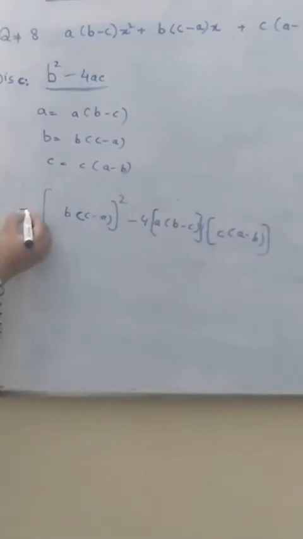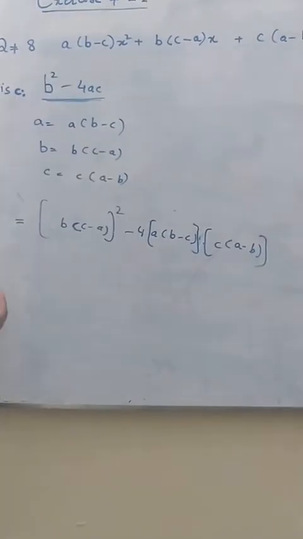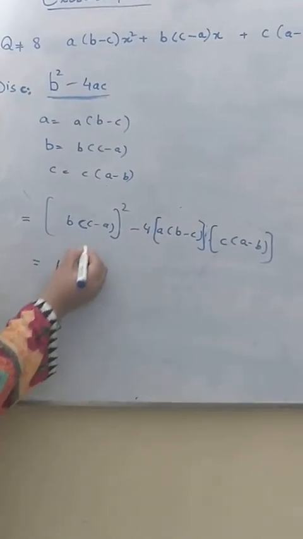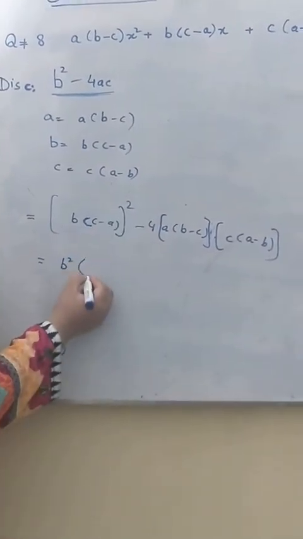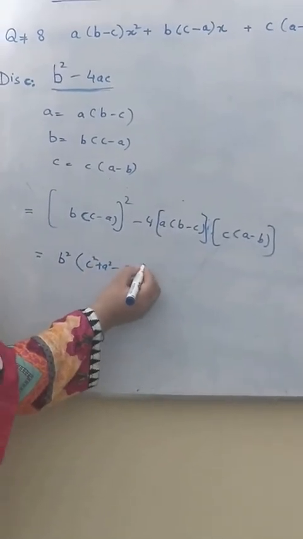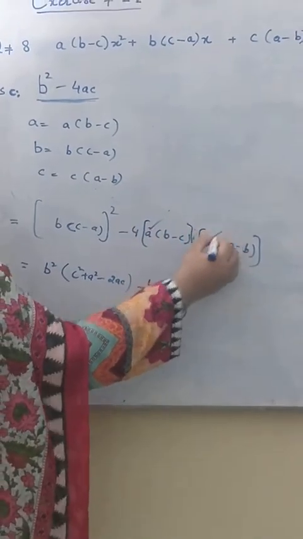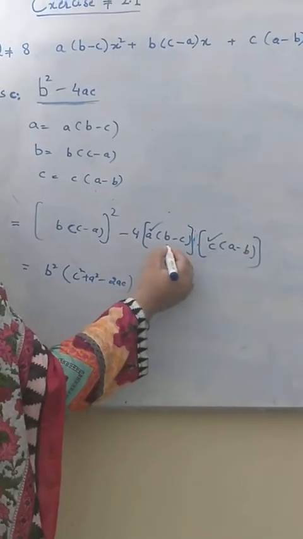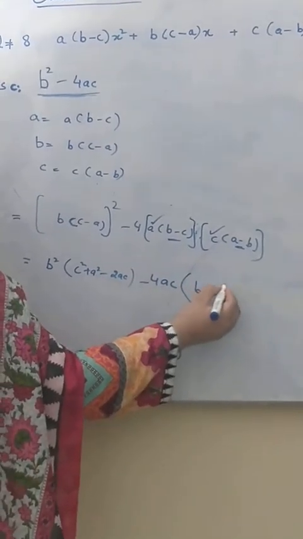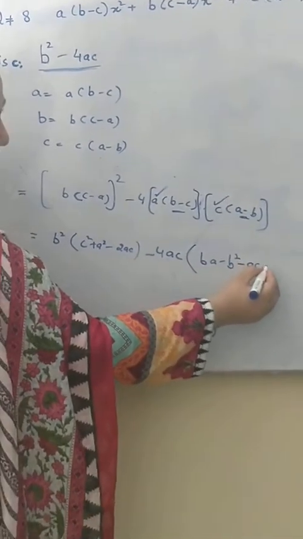This is the value of the discriminant. We will simplify this expression and then check whether it is a perfect square or not. It will become b square. The (a minus b) whole square formula will be applied: c square plus a square minus 2ac, minus 4, this a and c will become ac, and now we will multiply these two expressions: (ba minus b square minus ac plus bc).